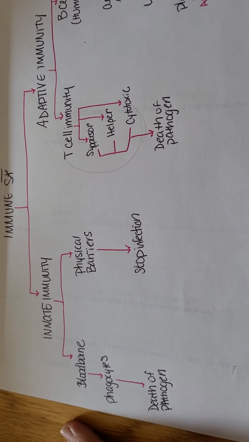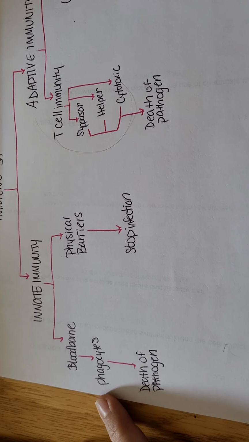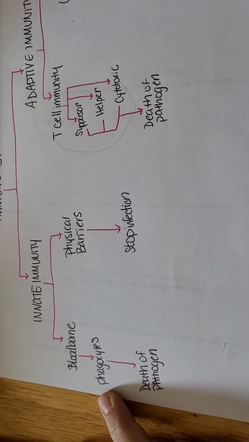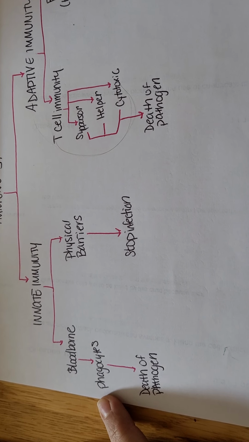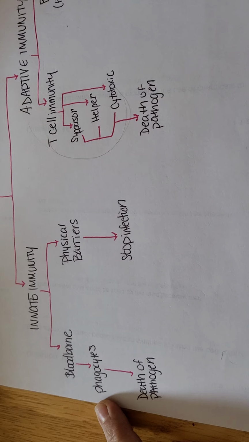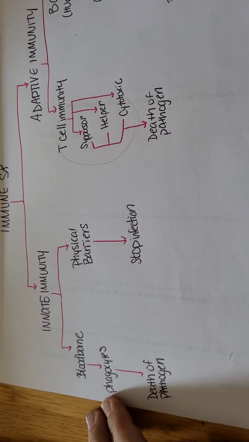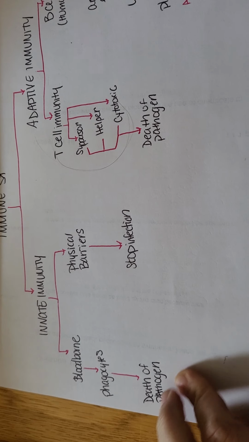bloodborne pathogens that turn into phagocytes, and they can be neutrophils, macrophages, basophils, eosinophils, and natural killer cells. All of those phagocytes create death of the pathogen.